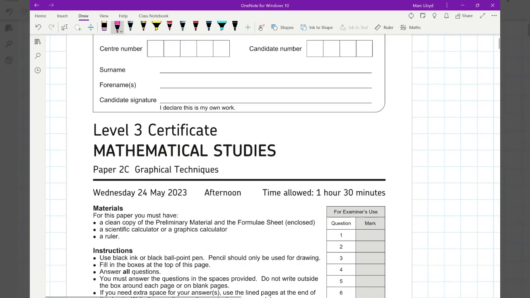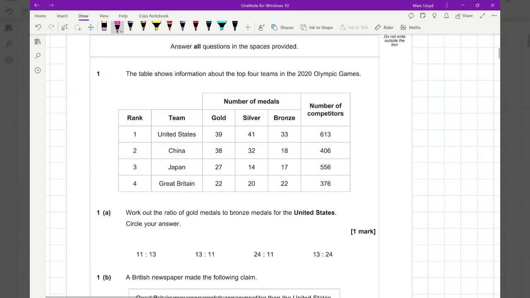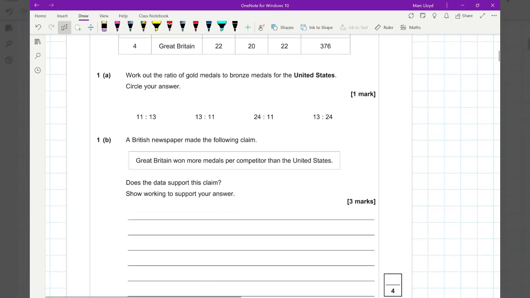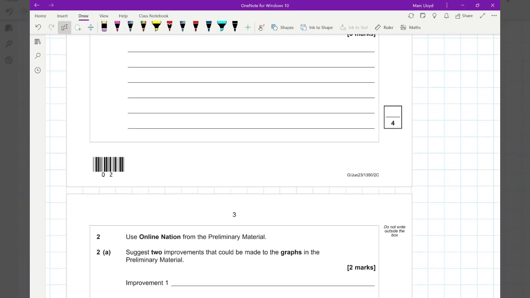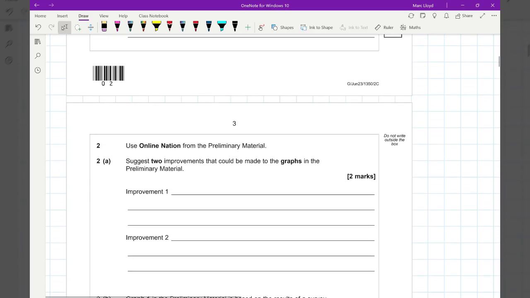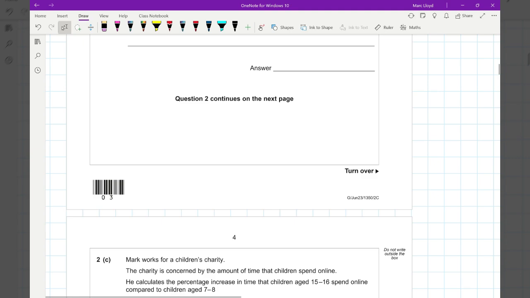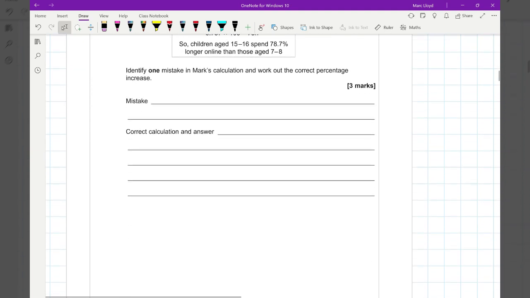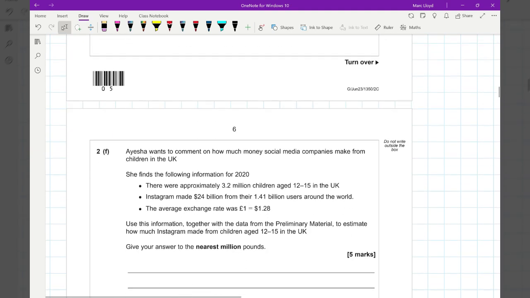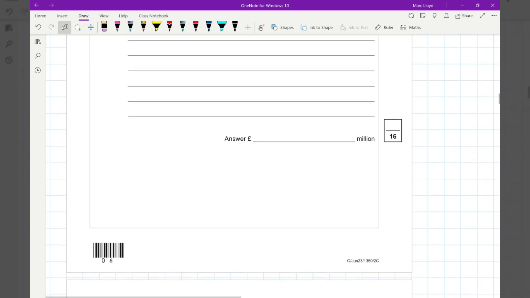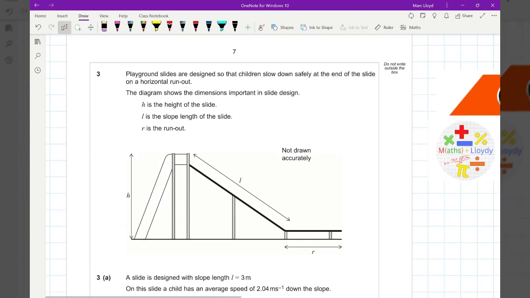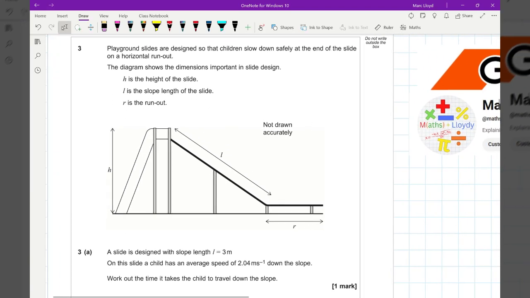Now, I'm just going to scroll past question 1 and 2, because if you follow the channel, you'll know that question 1 and question 2 appear across all of the preliminary material. So I get those done first, and then I go into the individualized papers. So question 3 is where we're going to start. Look at that, 16 marks for that question. Crazy. So here we are, question 3.